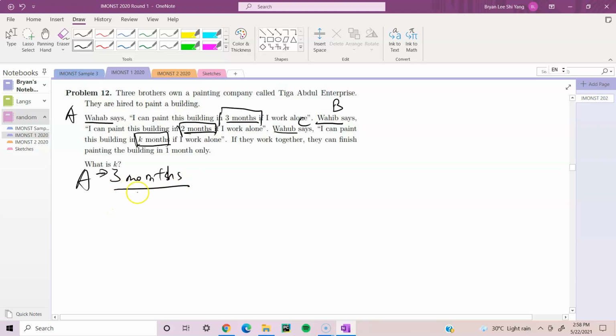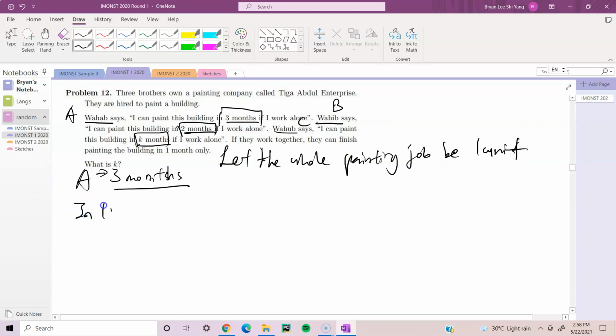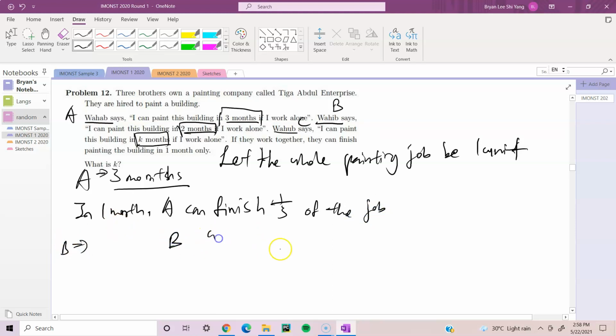So it means that if we count the whole unit, so let the whole painting job be 1 unit, which means that this A, Wahab, in 1 month, A can finish how many parts of the job? A can finish 1/3 of the job, right? And then for B, he can paint this building in 2 months if he works alone.